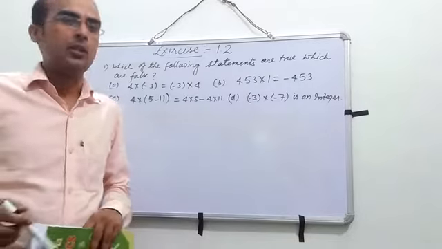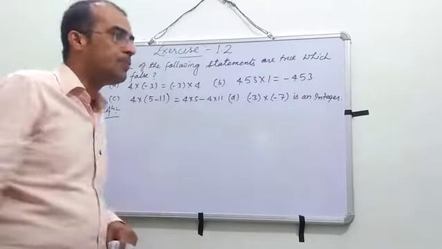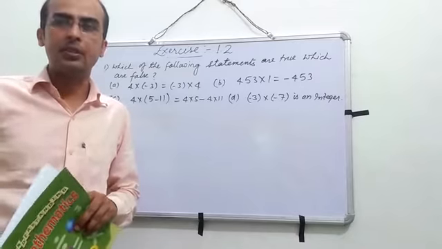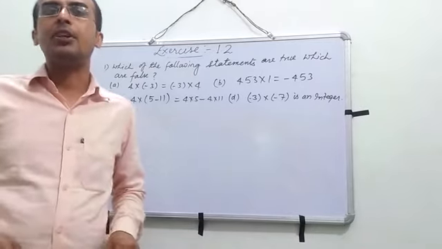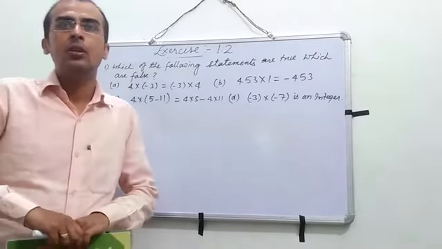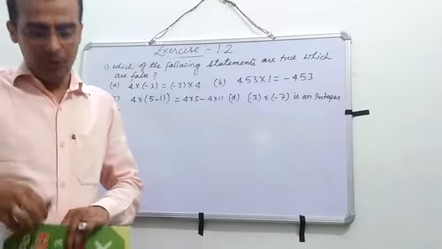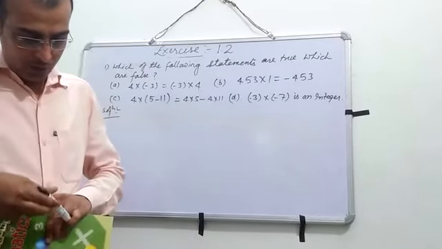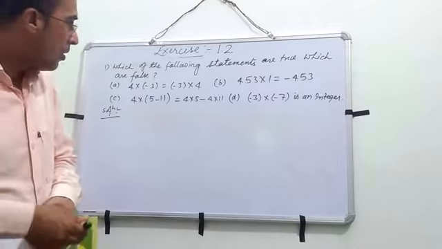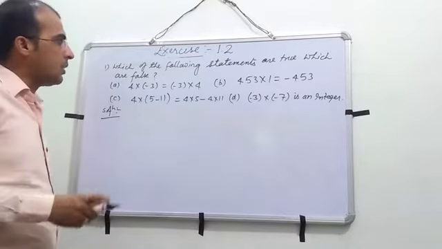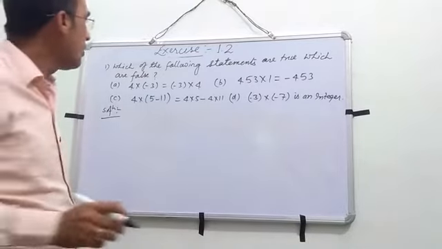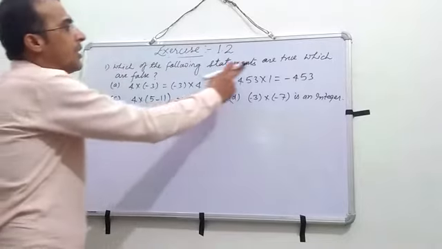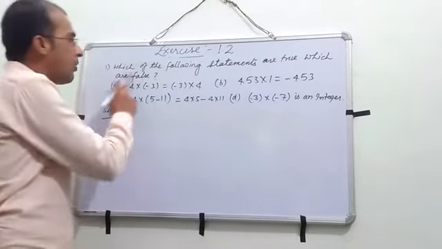Today I am going to start exercise 1.2. In last class I discussed the multiplication of integers and the properties of multiplication of integers. So the first question is given here. Which of the following statements are true, which are false?